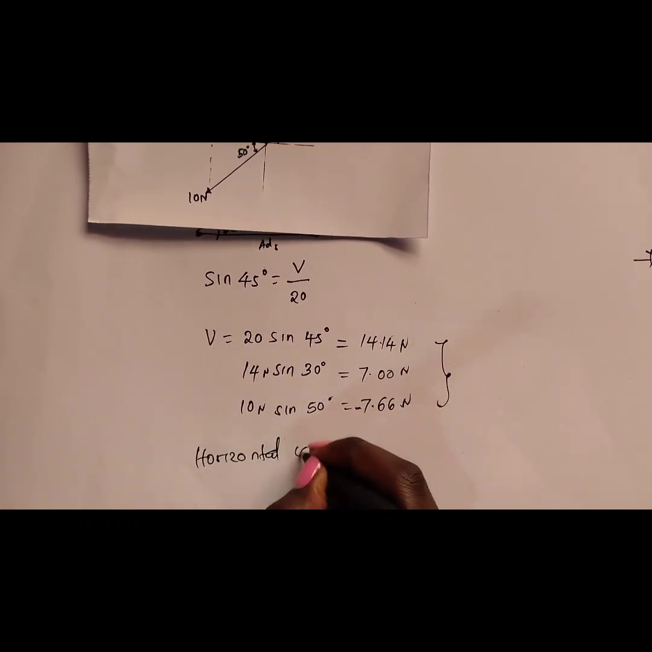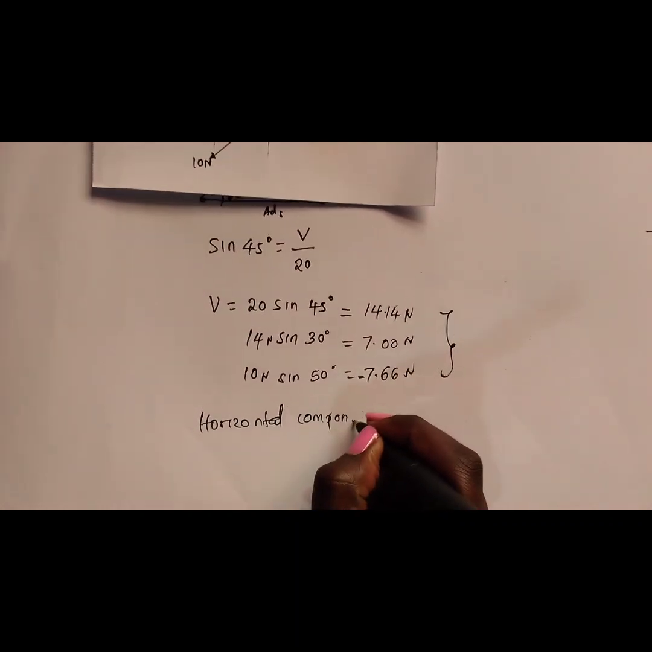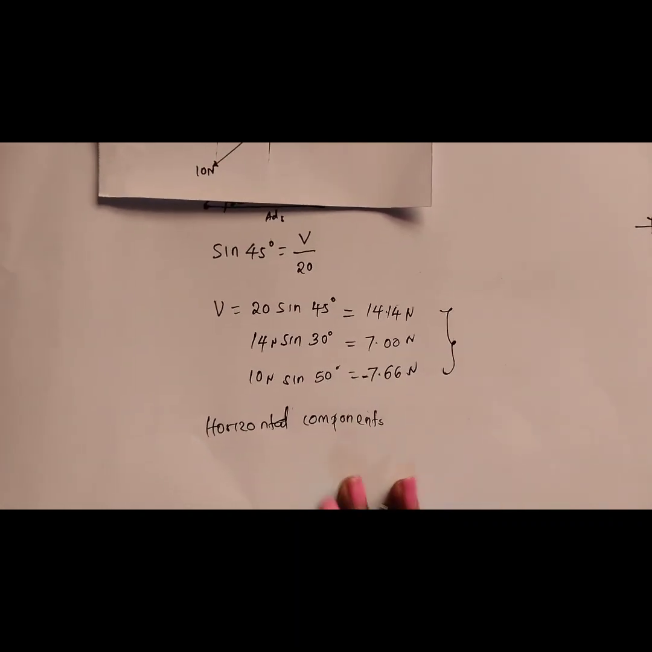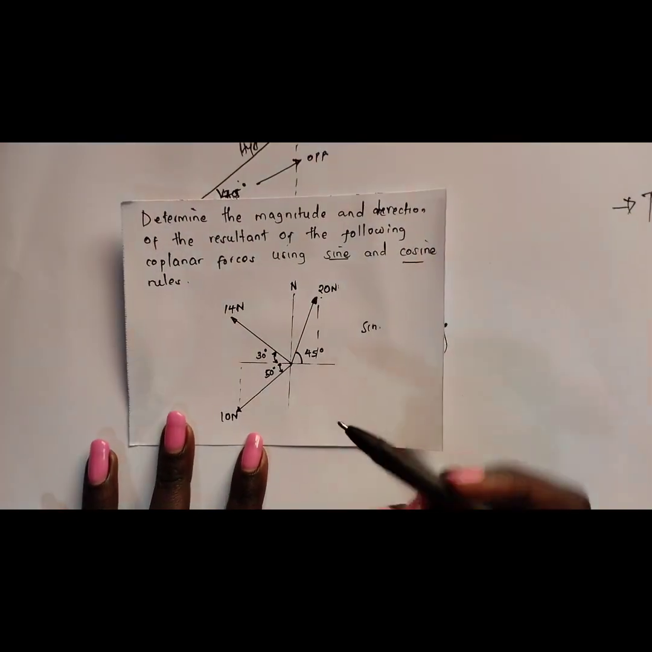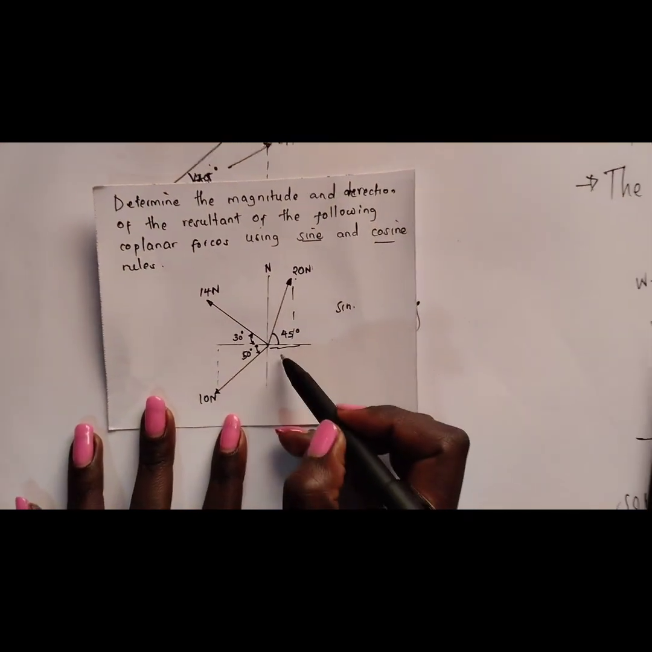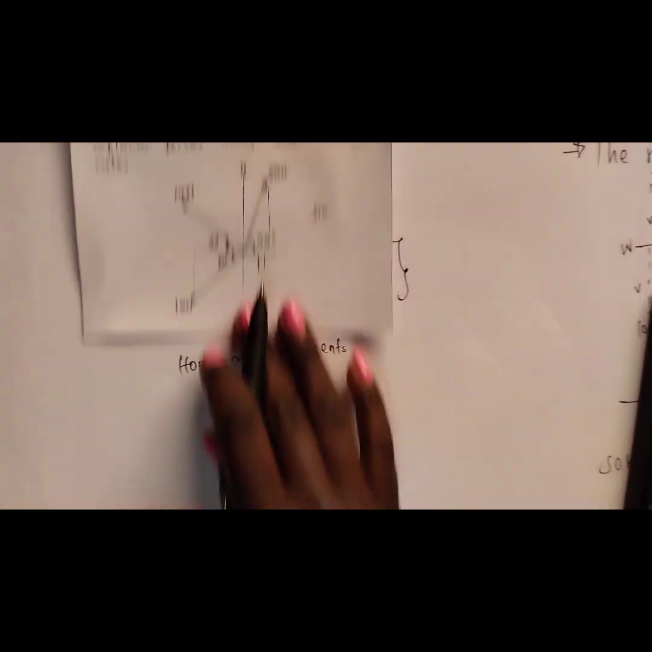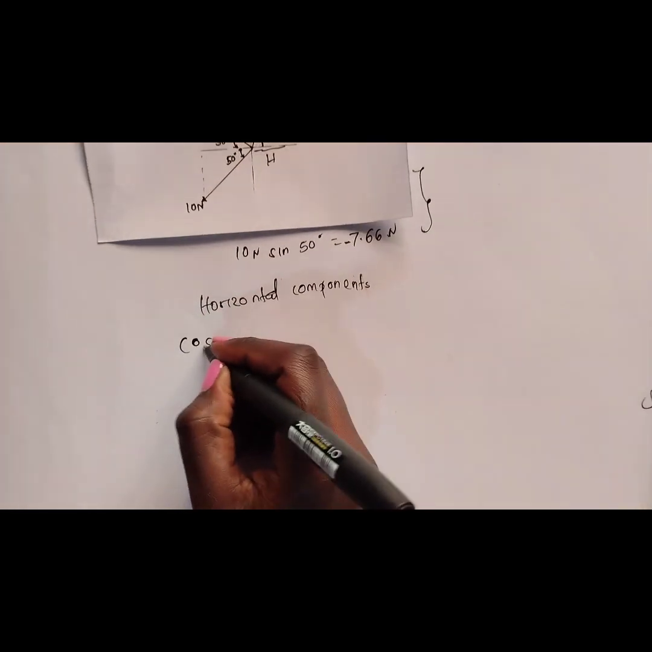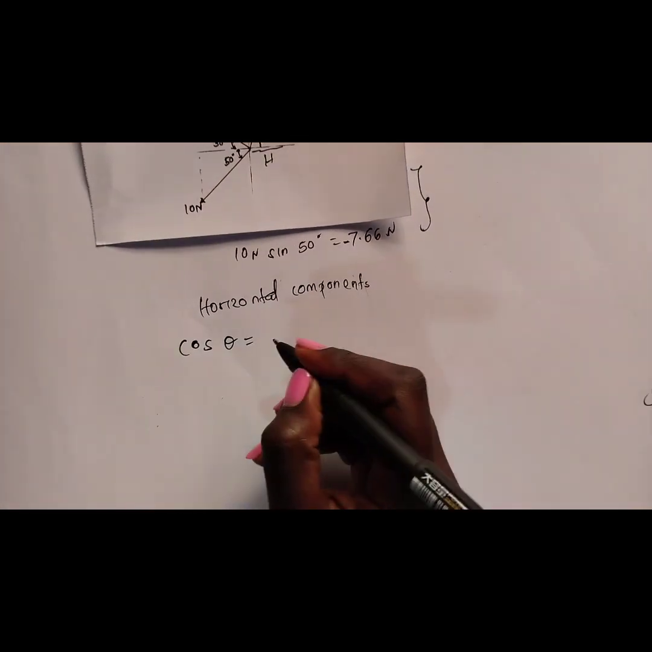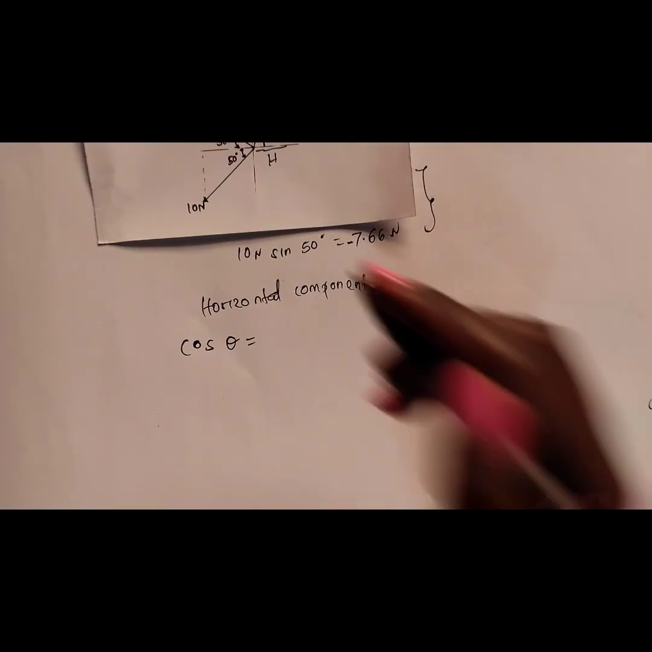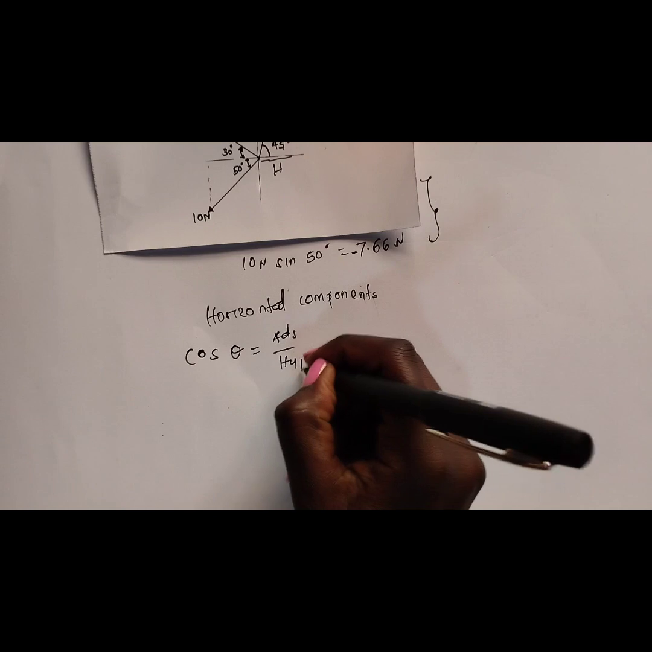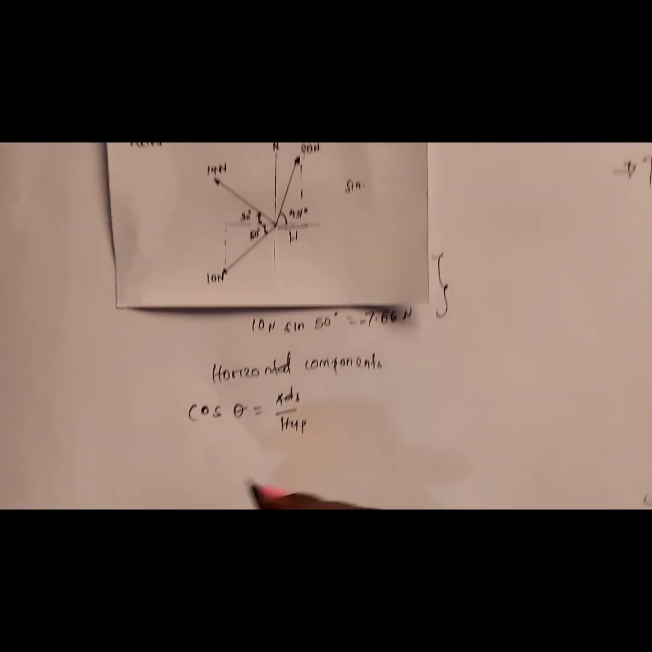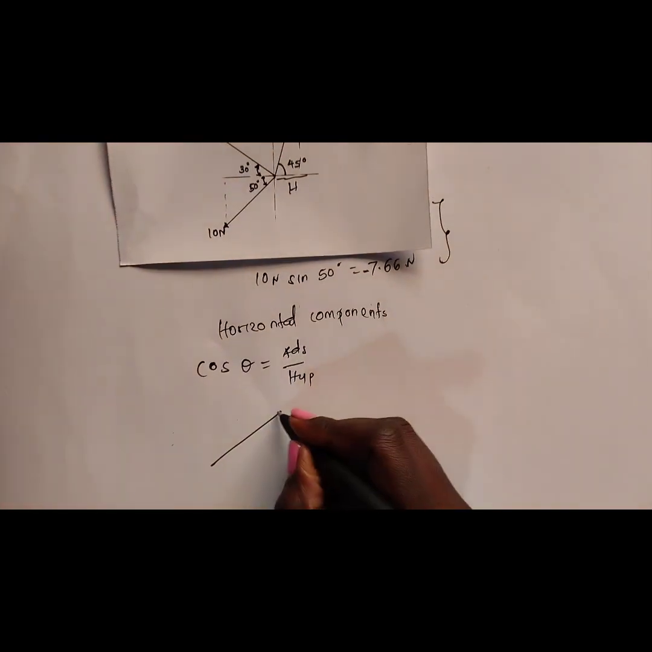Now let's proceed and determine the horizontal components. Now for the horizontal component, we're going to begin with the 20 Newton force. Remember we said our horizontal is here at the base. Now for the horizontal, we're going to take cosine of an angle, which is equivalent to adjacent by hypotenuse, picking an angle of 20 like we did initially.